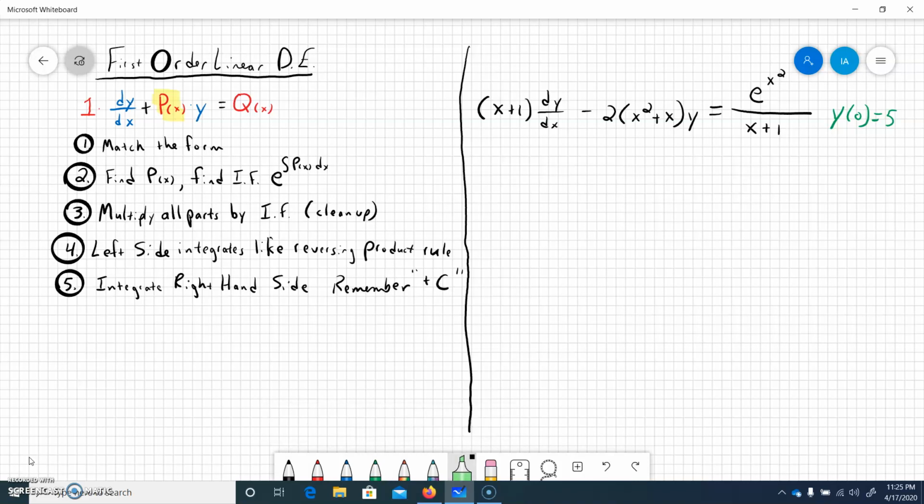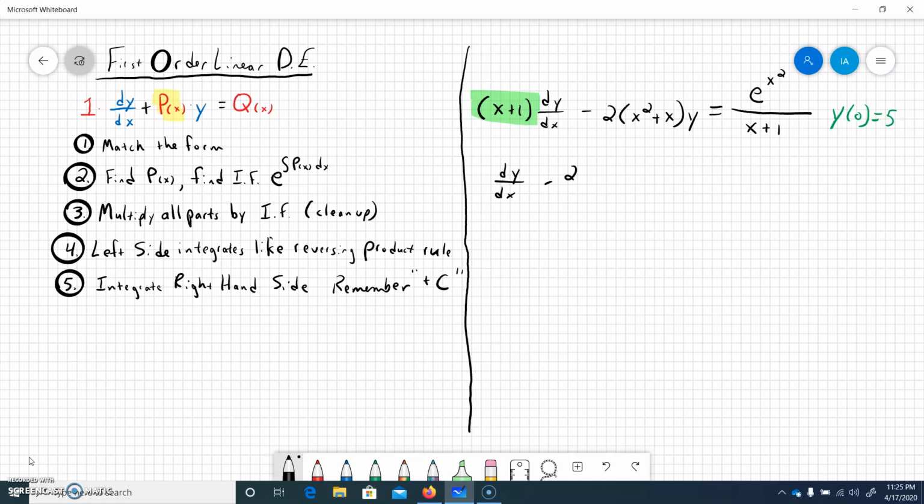First of all, there's a problem. It's kind of in the template, but this guy shouldn't be here. This x plus 1 should not be times this dy dx if we want to use the first order method. So let's go ahead and divide it out. So we'll divide every term by x plus 1. So that cancels out of the dy dx term.